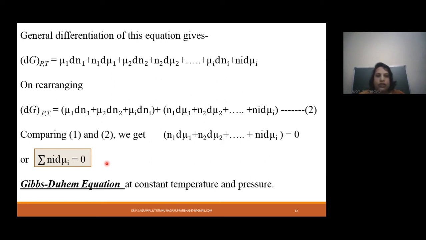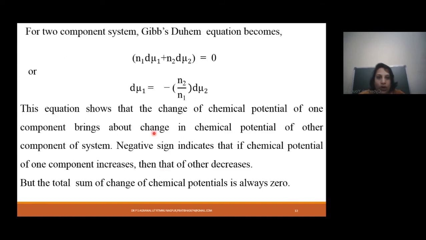This equation shows that in a two-component system, only one of the chemical potentials can vary independently at constant temperature and pressure. It is very important in the study of chemical potential of binary system solutions, liquid-vapor equilibria, phase equilibria, etc. For two-component systems, the Gibbs-Duhem equation becomes, we know that this is the equation which we have just derived. We know that dμ1 will be, this equation will take this form.